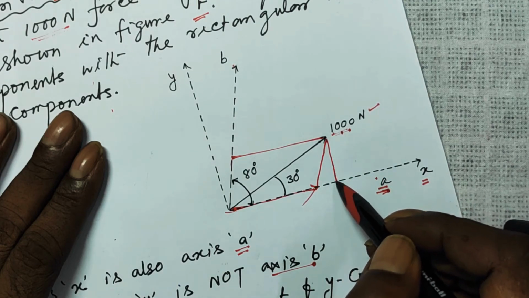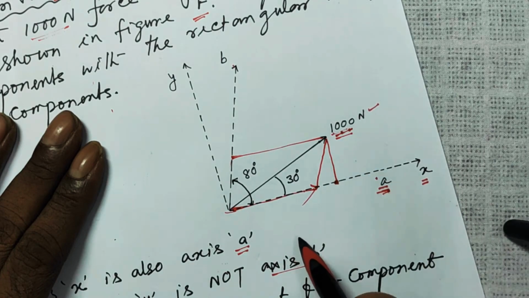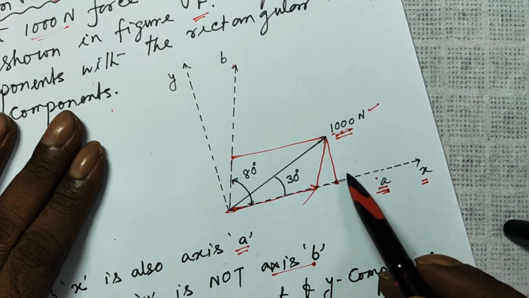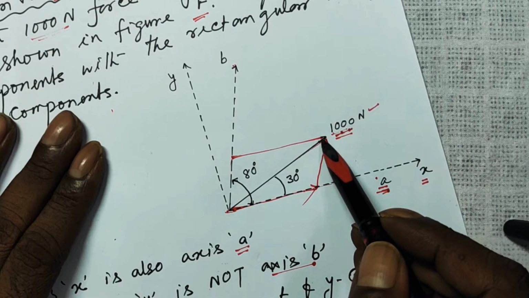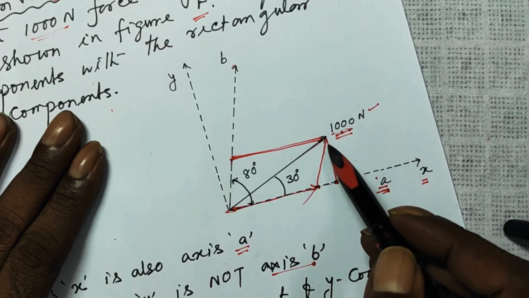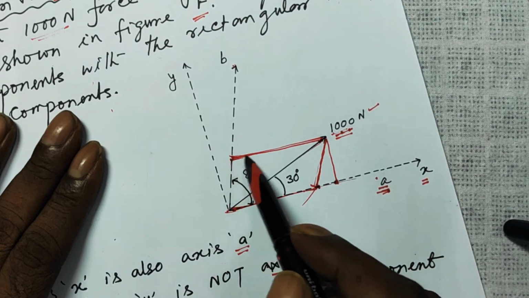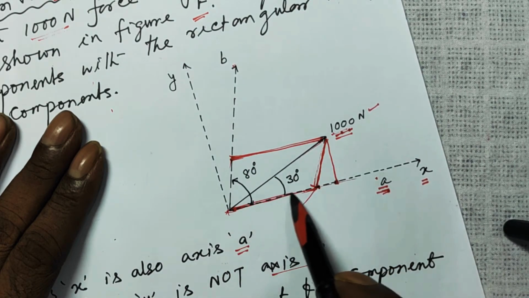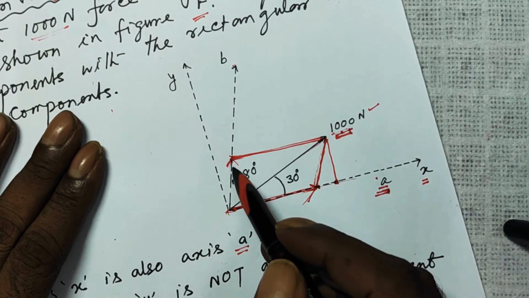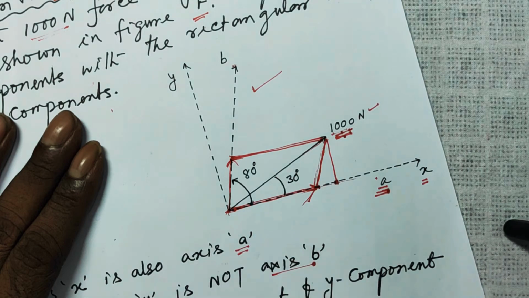If you drop a perpendicular from this point to this point, that will be the x component of 1000 Newton. But since axes B and A are not perpendicular to each other, considering this as the resultant, if you draw a line parallel to the A axis and another line parallel to the B axis, then you get this parallelogram. So this is your component of 1000 Newton along axis A, and from here to here is the component of 1000 Newton along axis B.